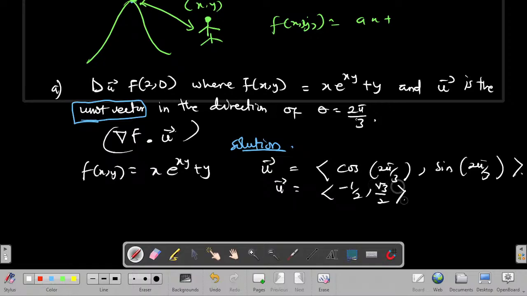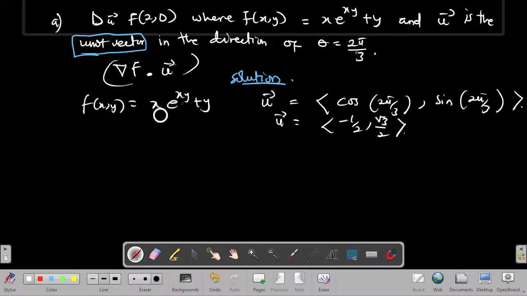Then you close it. So now I have my u. But my function, I need my gradient function. So here I'll break it. You need fx and fy. So our derivative with respect to x, what are you going to get?